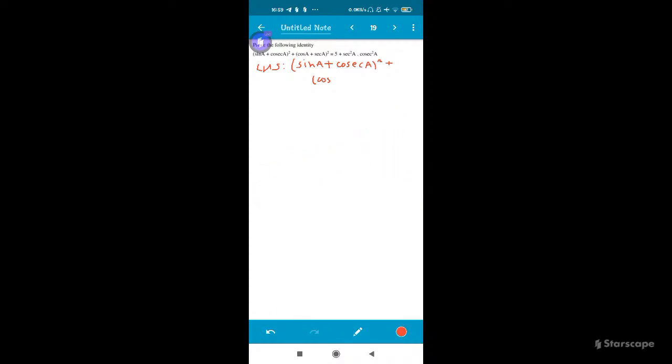Alright, let's get back to the question. So we have now cos A plus sec A whole square. Alright, so we have A plus B whole square plus A plus B whole square. So we have to simply take it out from the bracket. So we will have sin square A plus cosec square A plus 2 into sin A cosec A, as A plus B whole square is A square plus B square plus 2AB. Similarly, now we have cos square A plus sec square A plus 2 cos A sec A.